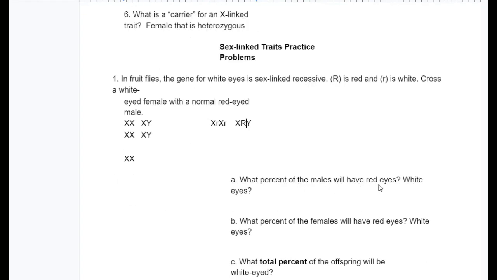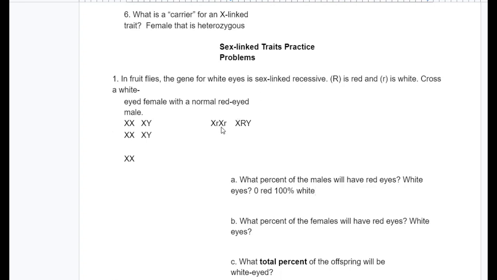So what percent of the males will have red eyes and which will have white eyes? Well, if I cross these two parents, remember the males all get their X from mama. So 100% of the males are going to have white eyes. Okay, so this is going to be 0 percent red, 100 percent white.